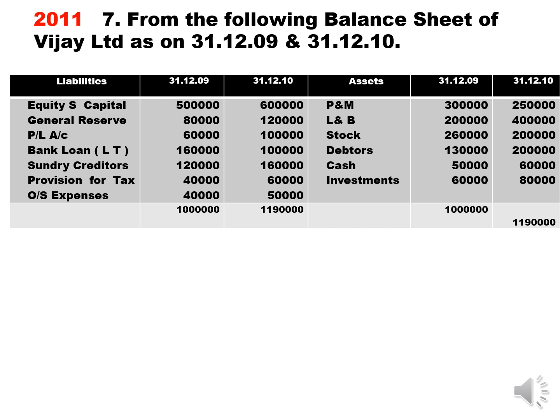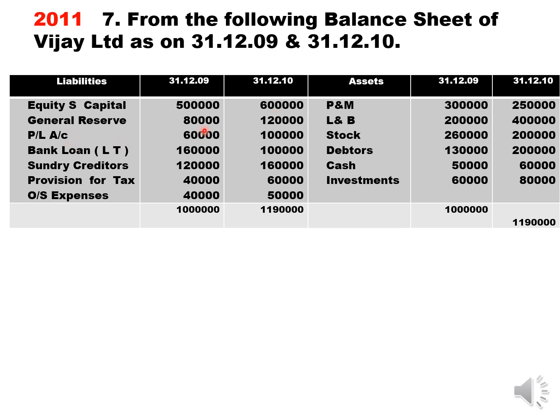So this is the seventh problem that we have to solve today. From the following balance sheet of Vijay Limited as on 31/12/9 and 31/12/10, you are supposed to prepare the fund flow statement. Equity share capital was 5 lakh last year, current year 6 lakh. There is an increase of 1 lakh, which is treated as issue of share capital and will come in FFS.